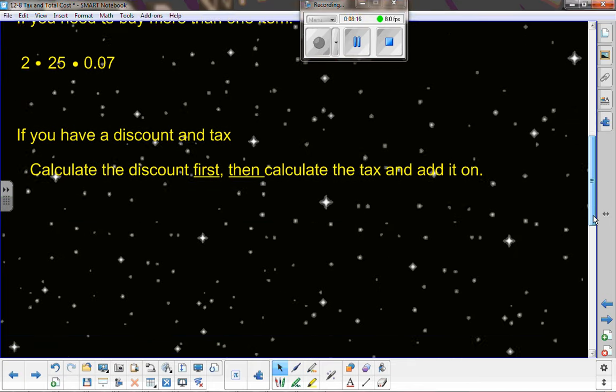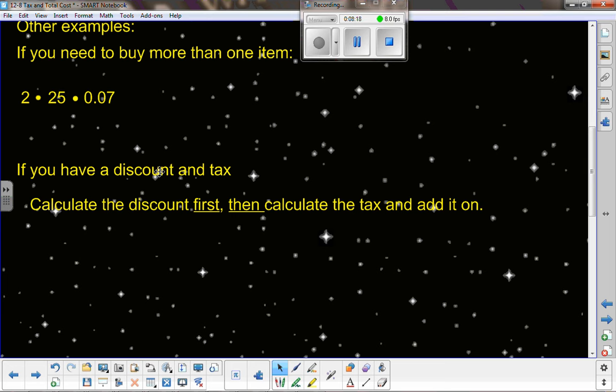One last caution: if you have a discount and a tax, which is more real life, right? When you go to a store, you don't get a sale and then they're not going to tax you on it. You have a discount and a tax. We want to calculate the discount first. Okay, so first, it's underlined, bolded, highlighted, whatever, and then calculate the tax, and we're going to add it on at the end. So calculate our discount, subtract it off, then calculate our tax and add it on.